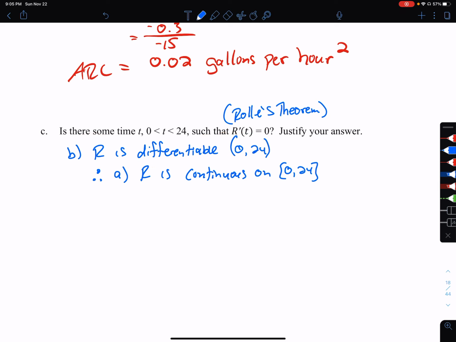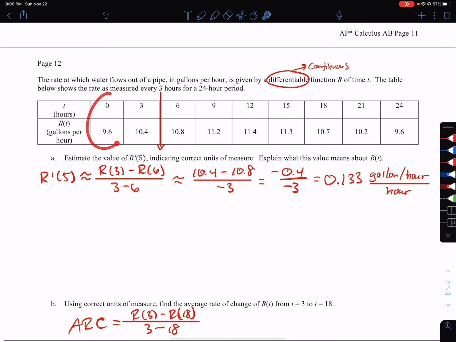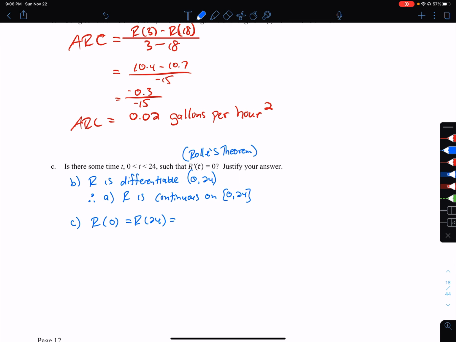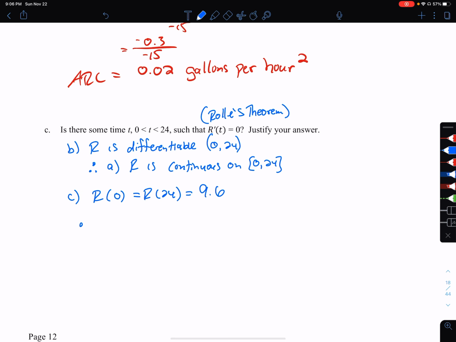Then the last part, we would have to know, is r of 0 equal to r of 24? If you look at our table, r of 0 is 9.6, r of 24 is 9.6. So yes, Rolle's theorem applies.